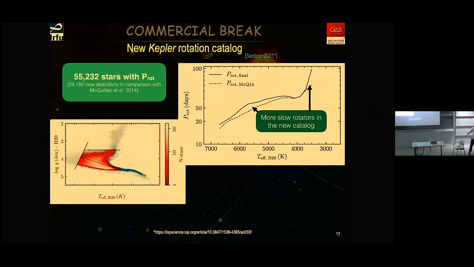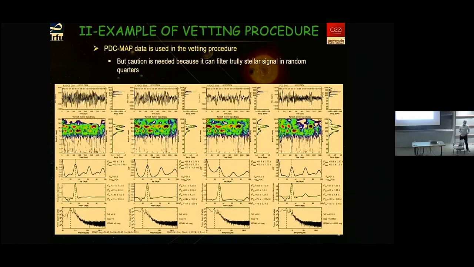We have applied this to the Kepler sample, and we have produced 55,000 and something rotation periods for stars. You can go and look at the paper there. That's an example of the vetting that we do when we want to check. This is a 20 days filter, 55, 80 days, and PDC, Pre-search Data Conditioning. That's the data used for exoplanet research.